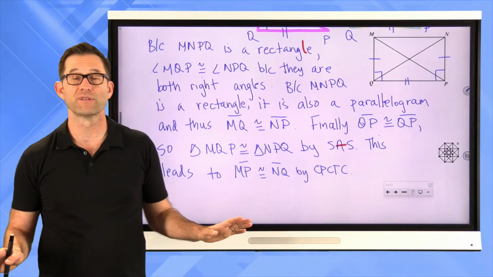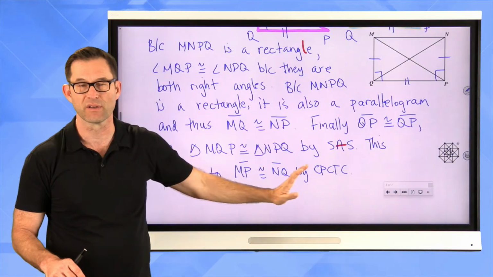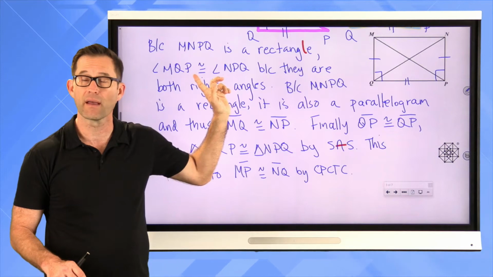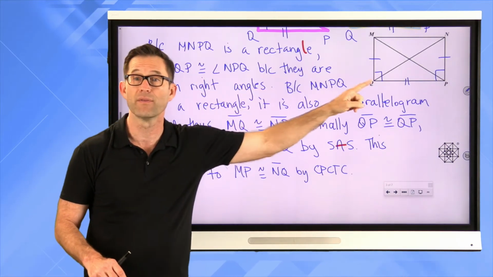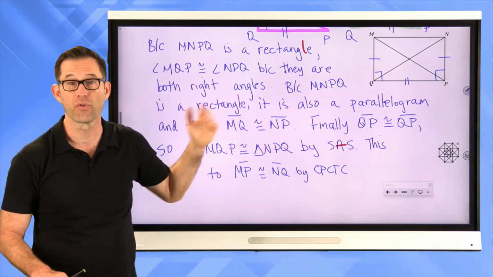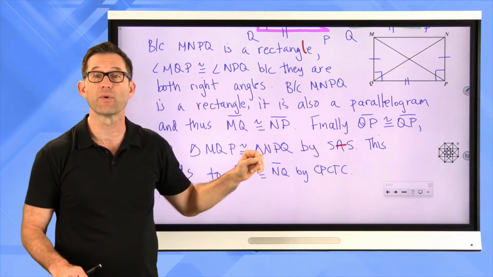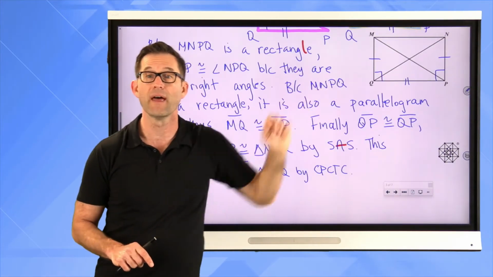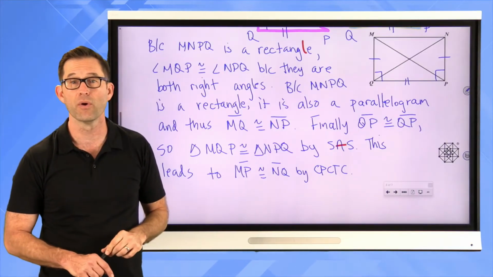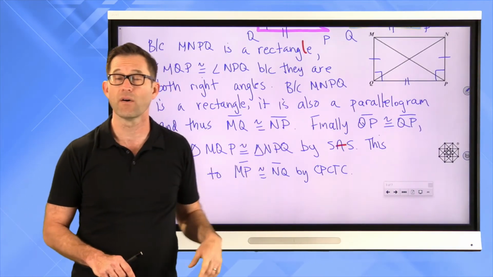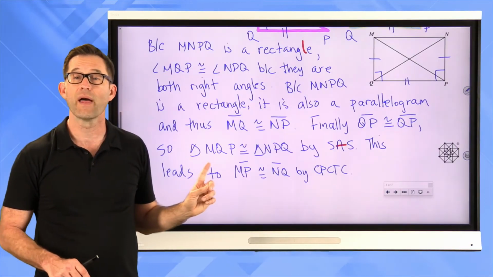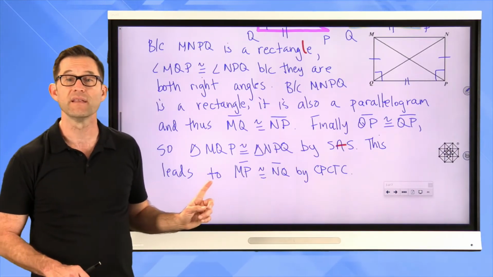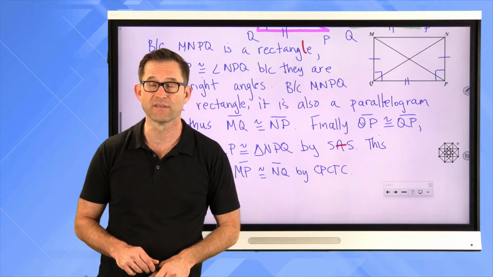Again, let me walk you through it one more time, all right? The order here is not absolutely essential except for the last little part. Because MNPQ is a rectangle, angle MQP is congruent to angle NPQ, right? Those are this angle and this angle because they are both right angles. Because MNPQ is a rectangle, it's also a parallelogram, which we proved in exercise 1, and thus MQ is congruent to NP, right? Opposite sides of a parallelogram are congruent. Finally, QP is congruent to itself, right? That's the reflexive property. So triangle MQP is congruent to triangle NPQ by the side angle side theorem. This then leads to MP is congruent to NQ by CPCTC, right?